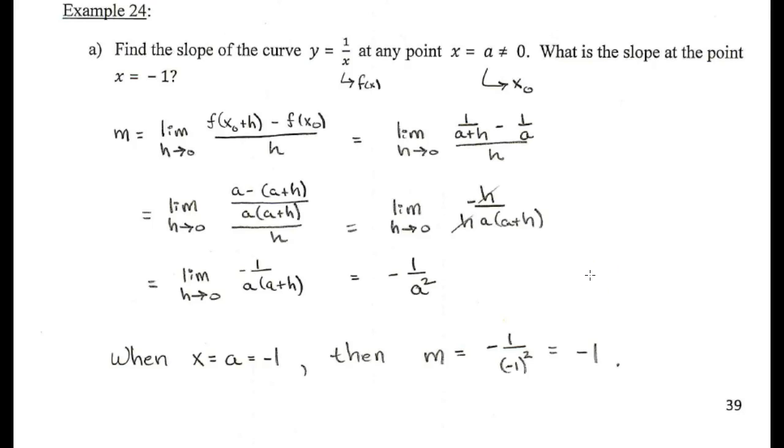We are now into Chapter 3 on differentiation, and this is Section 3.1, tangents and the derivative at a point. And this is example 24 in your notes.